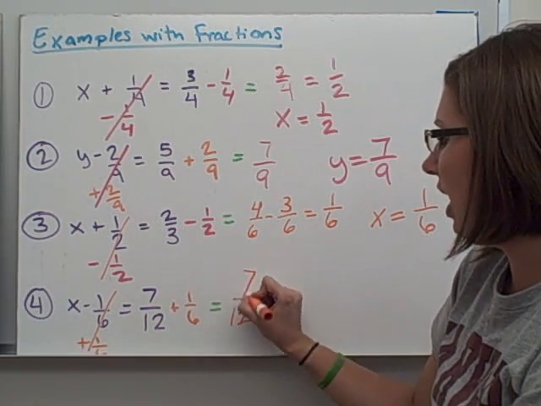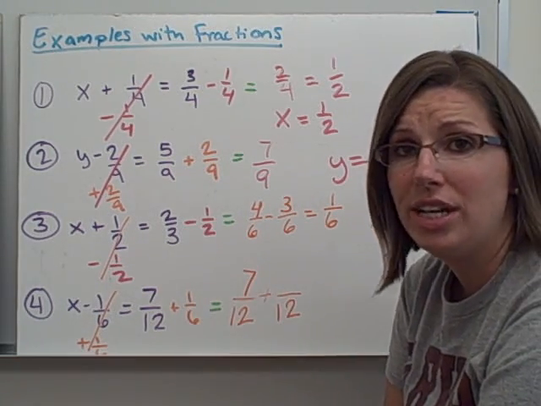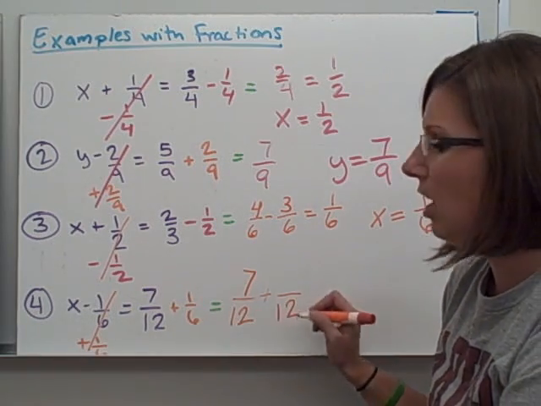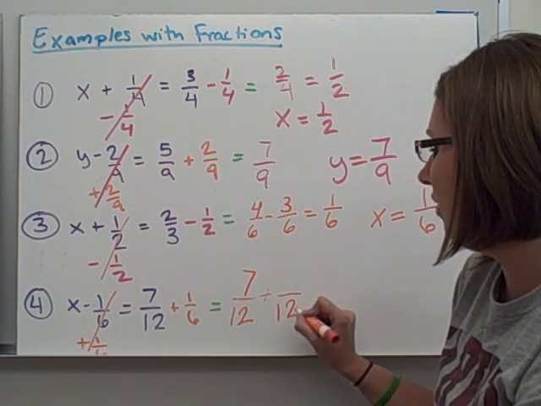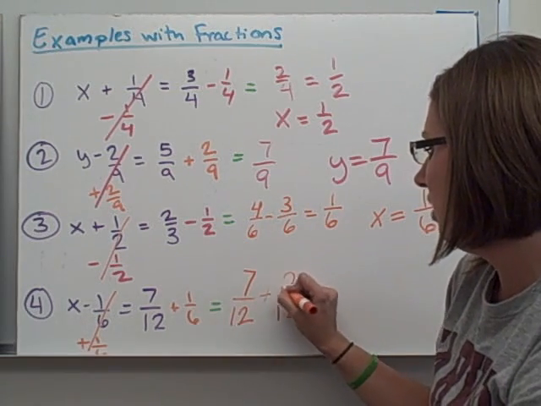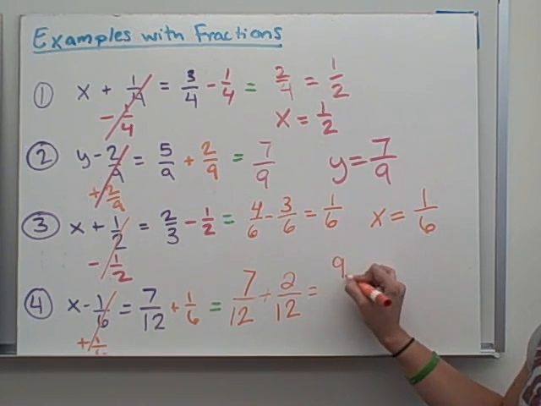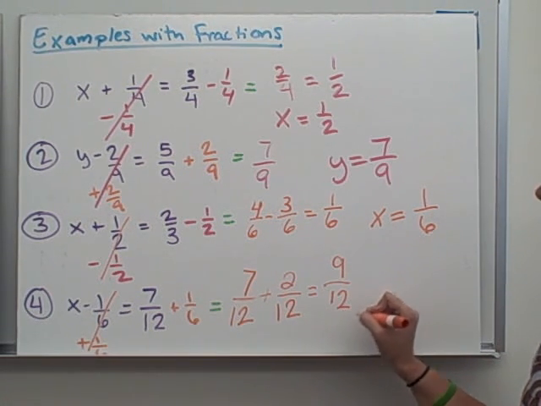This first fraction already has a denominator of 12, so I don't need to change it. It stays 7/12. And then I'm going to change 1/6 so it has a denominator of 12. 6 goes into 12 twice. 2 times 1 is 2. And then I just add my fractions to get 9/12. I can reduce that actually.